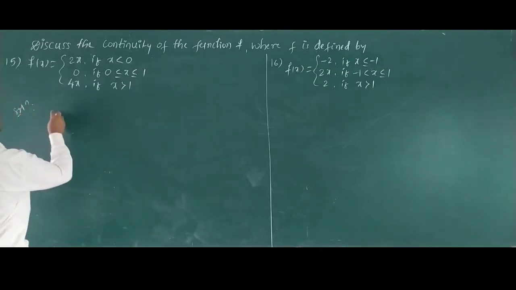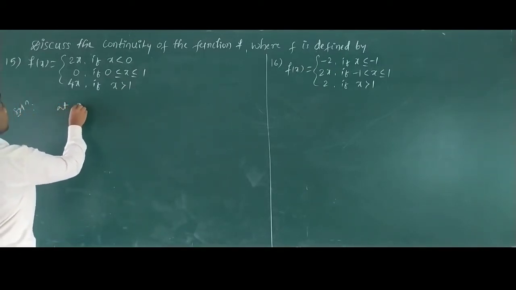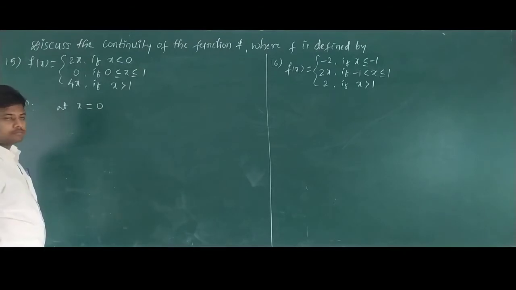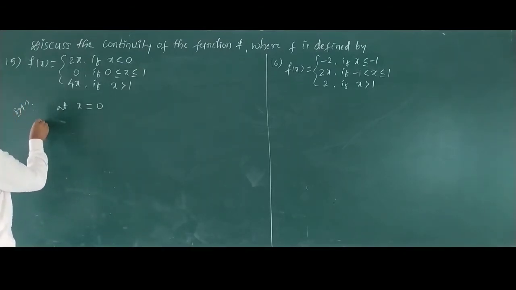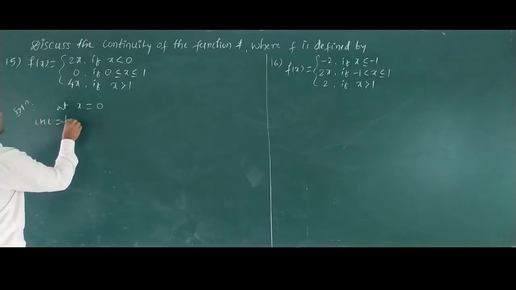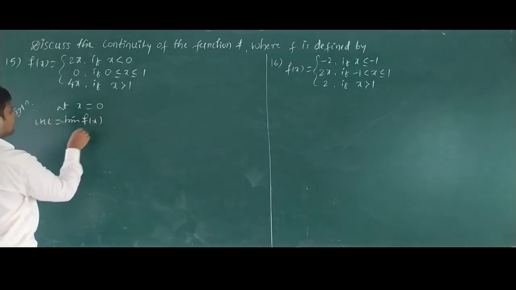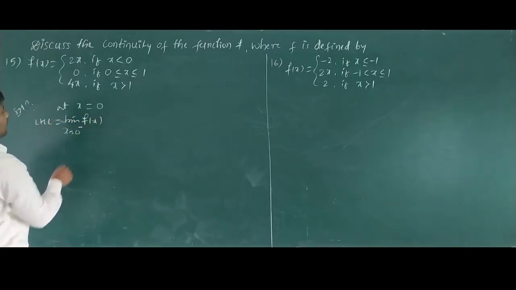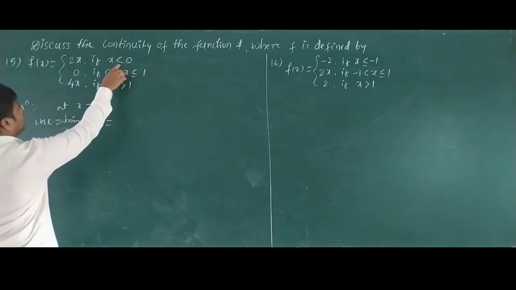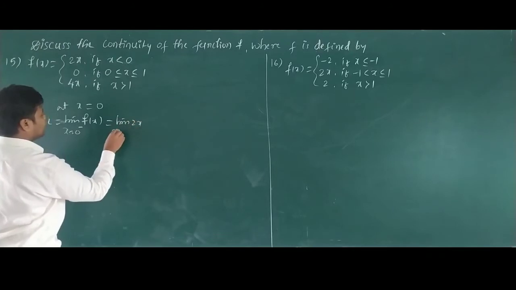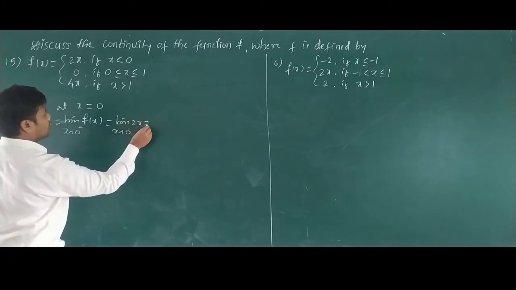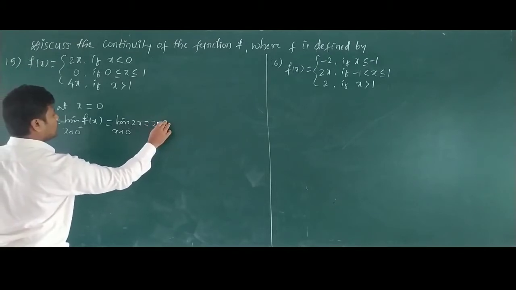Let's try. Okay, at x equal to 0, what happens? LHS: limit of f of x as x tends to 0 minus. Defined for less than 0, it is 2x. Limit of 2x as x tends to 0 minus equals, see what happens, 2 into 0. This is 0.